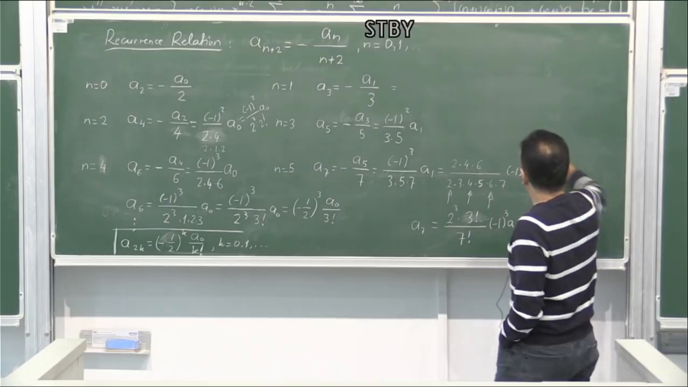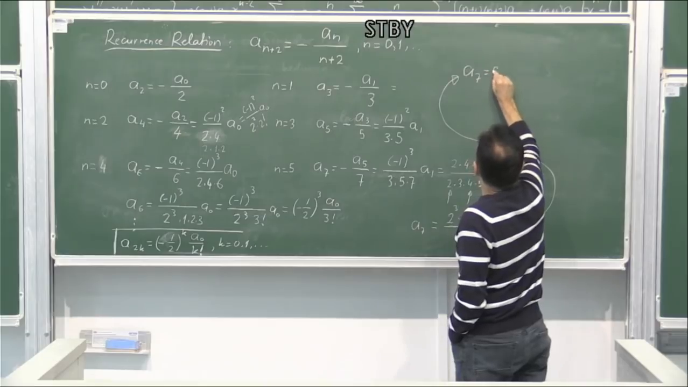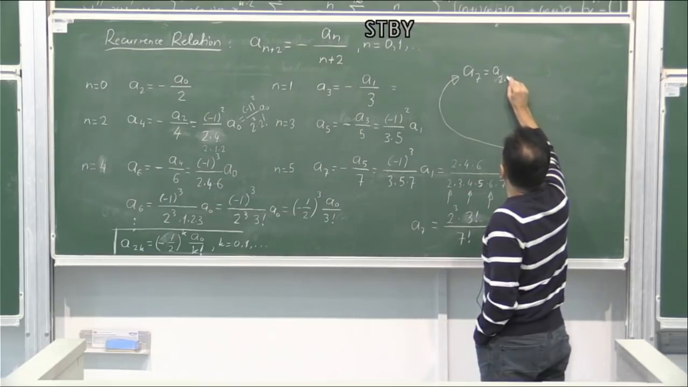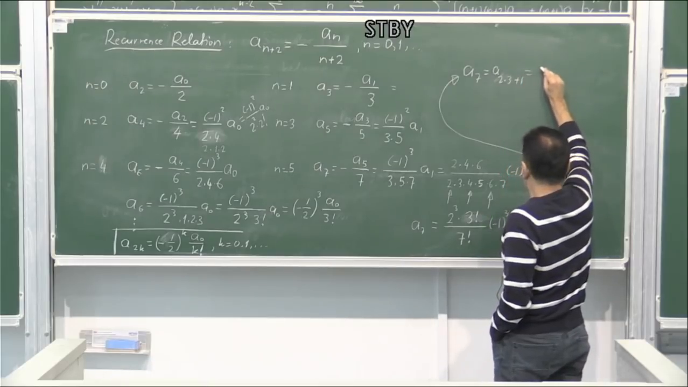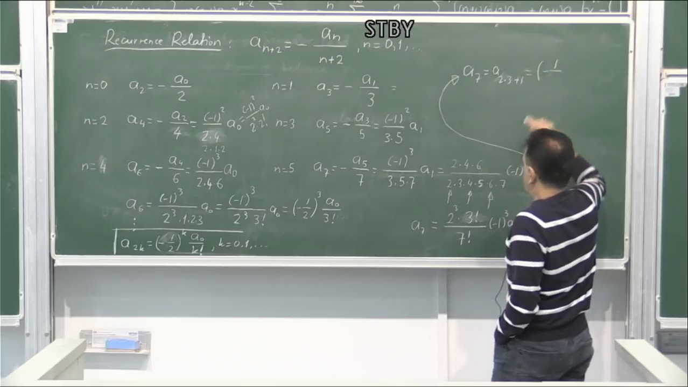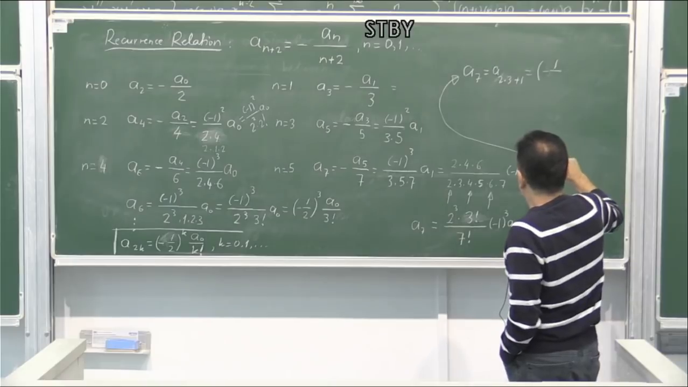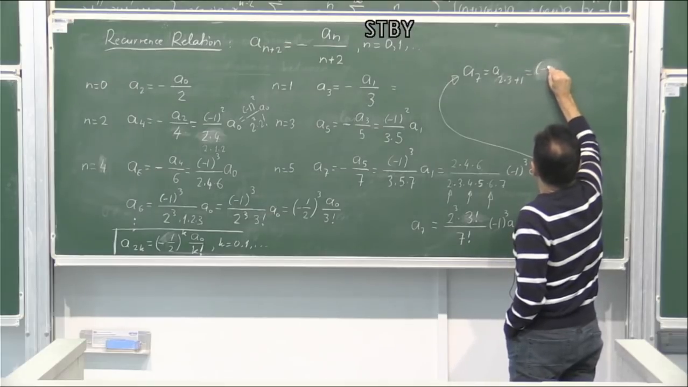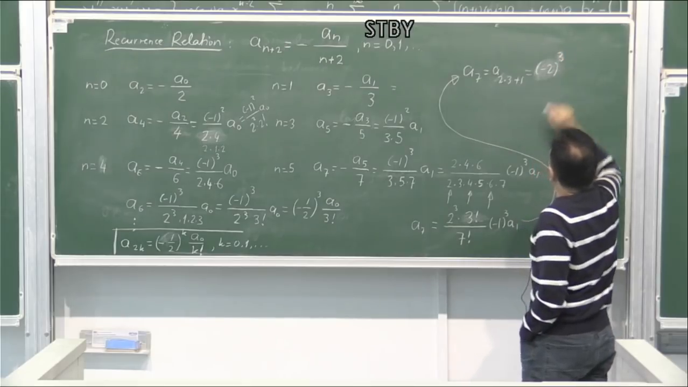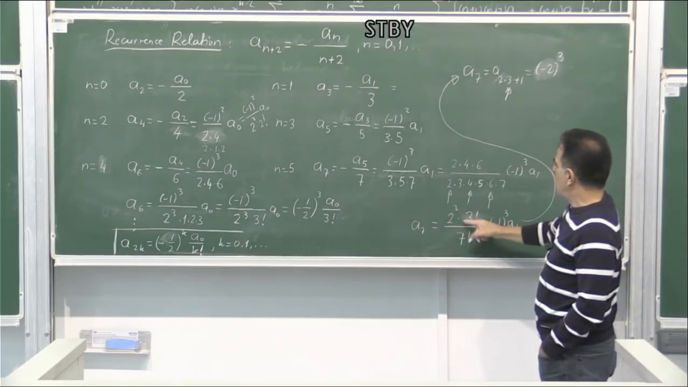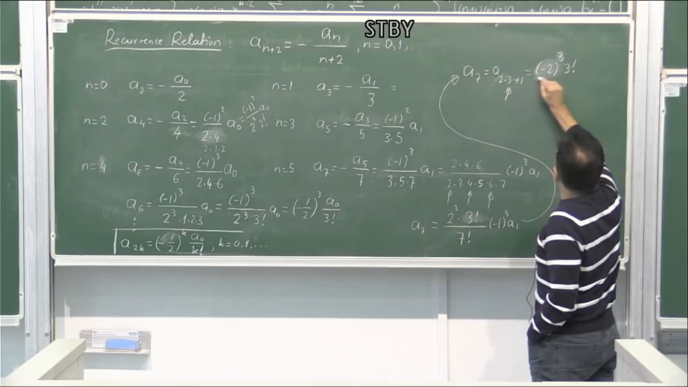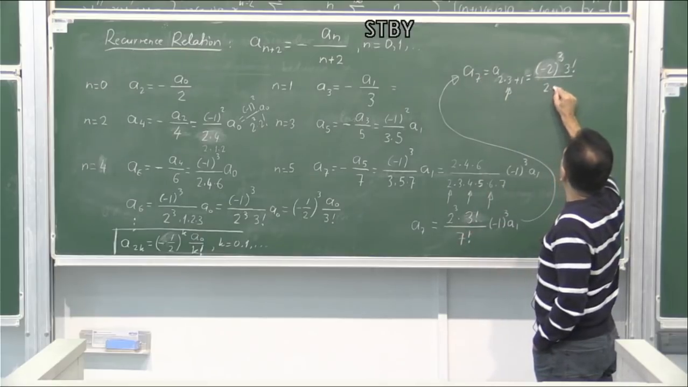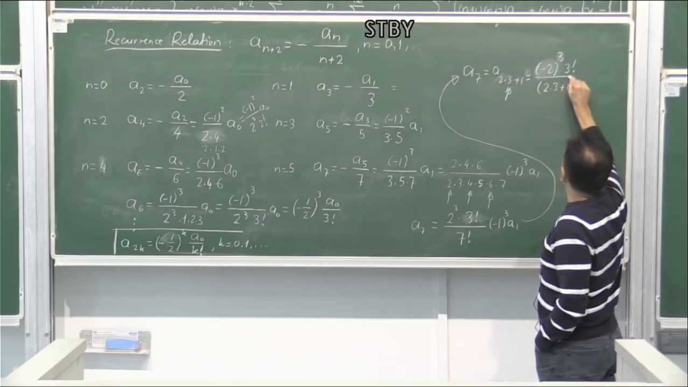Good? Or you can think that a7 may be written as a6 plus 1, or 2 times 3 plus 1, and it is minus 2 times 3, and 3 factorial over 7 factorial. Okay, this index, minus 2 times 3, and 3 factorial over 7 factorial, and 7 is 2 times 3 plus 1 factorial. Good?